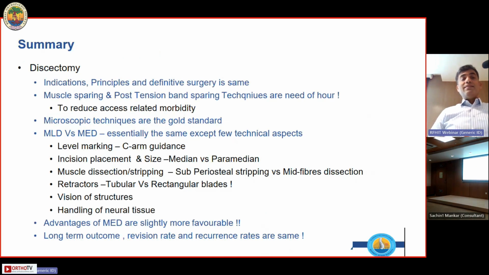So to summarize, the indication principles of discectomy are the same. The definitive surgery, which involves removal of the offending fragment, gives the symptom relief, and that will not change, has not changed, and should not be changed, no matter what kind of technology you use. Technical differences between microlumbar discectomy and microendoscopic discectomy are plenty. However, they all boil down only to the access part of the surgery, because the definitive surgery is the one which gives you symptom relief, and it doesn't change no matter what technology you use.